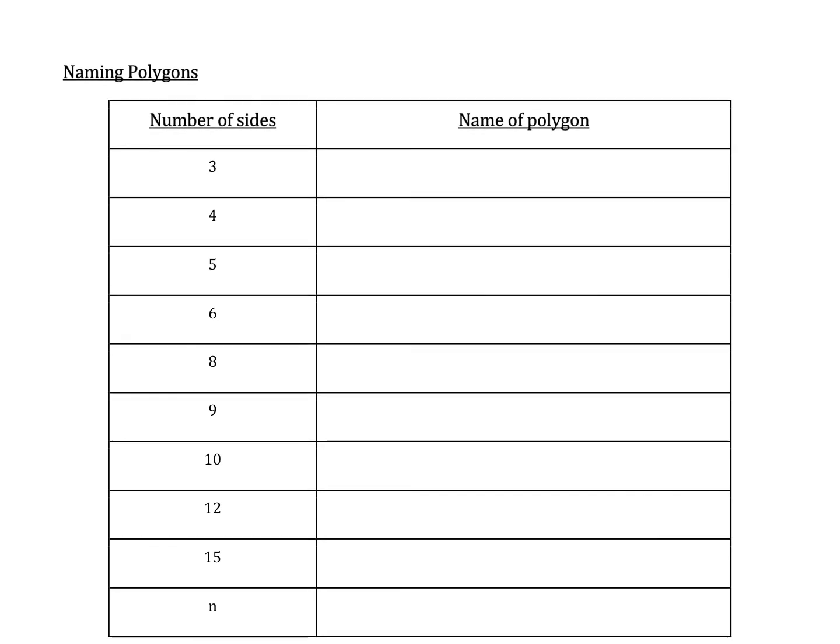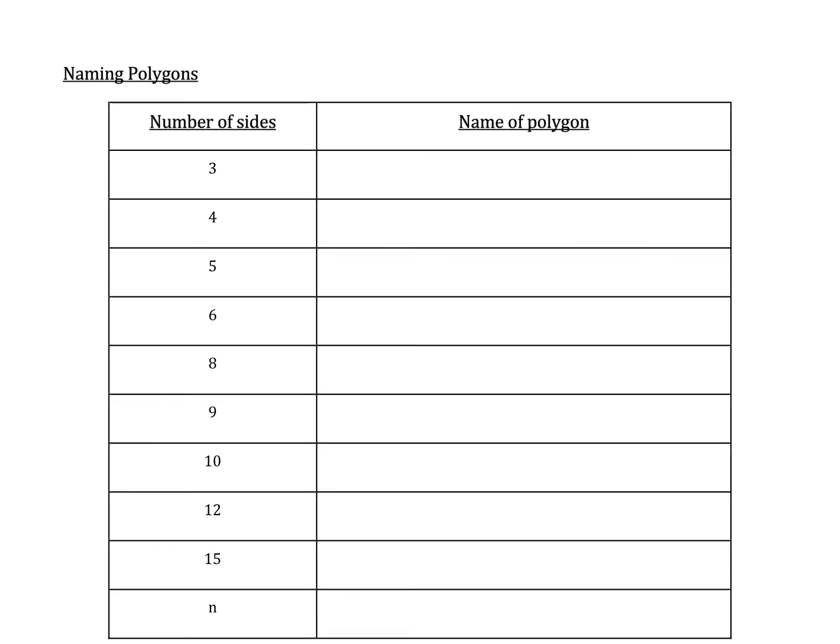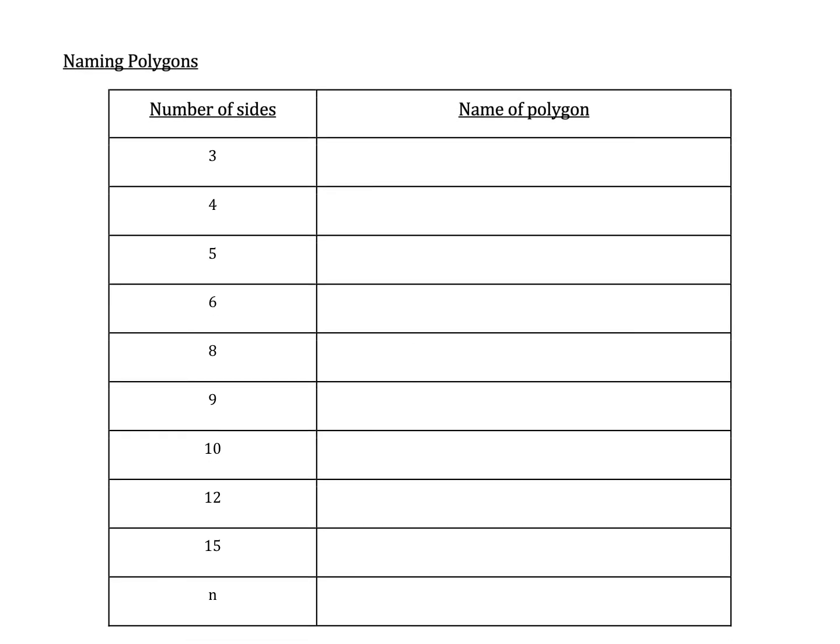Okay, we're going to fill this in, and then we have one other thing to fill in. So let's just make sure we've got our names of our polygons. Polygons are named based off of their sides. If a polygon has 3 sides, that is a triangle. And some of this we just saw on the chart above, so it's a little review, but that's okay.